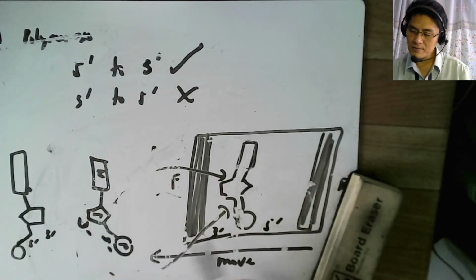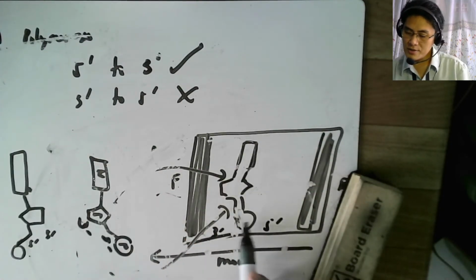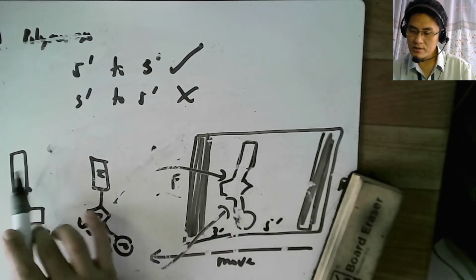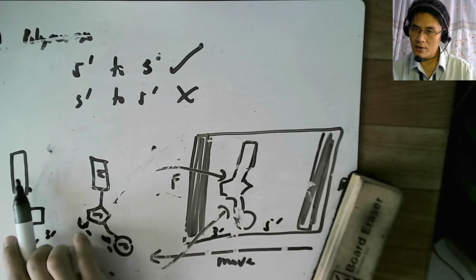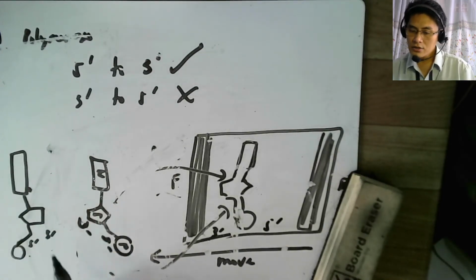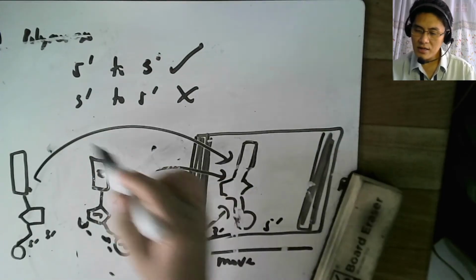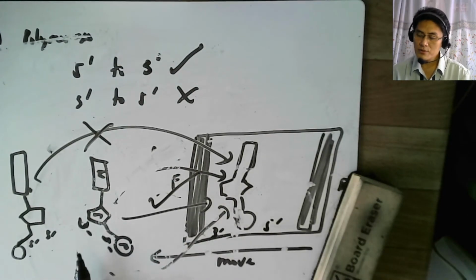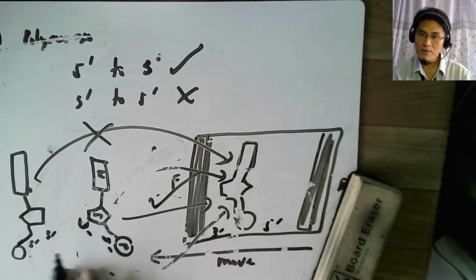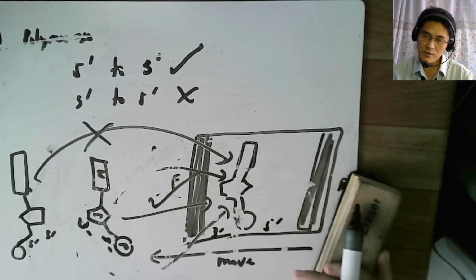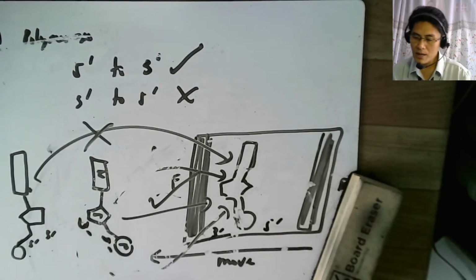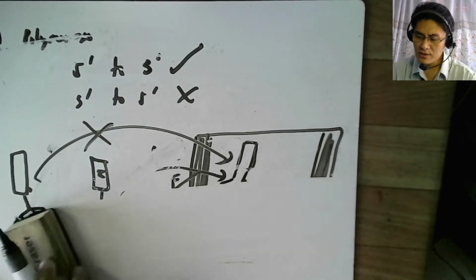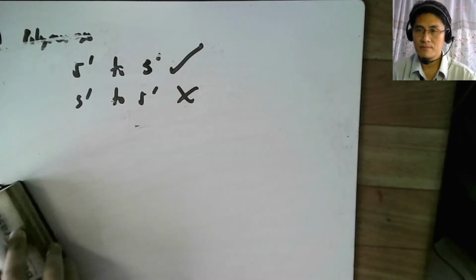And again, it doesn't fit because for example, the circle side is on the right side, but this one is on the left side. The square side is on the right side, but here a rectangle side is in the left side. So it will not fit. So again, this will not fit, but this will fit. So 5 prime to 3 prime fits, 3 prime to 5 prime doesn't fit. And since the DNA polymerase can only move forward, it cannot move backwards, it has no choice. Okay?